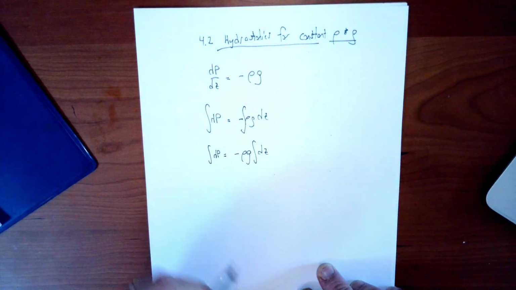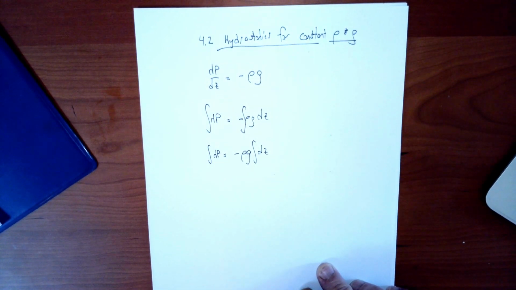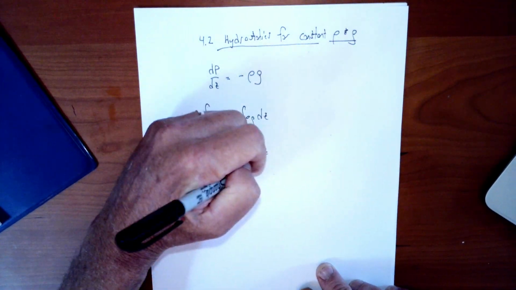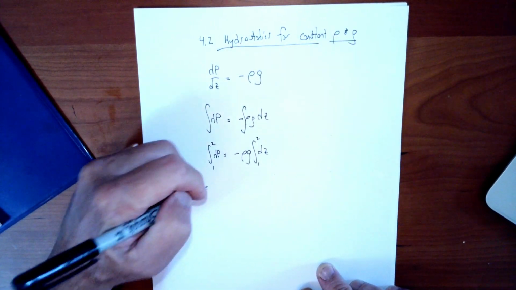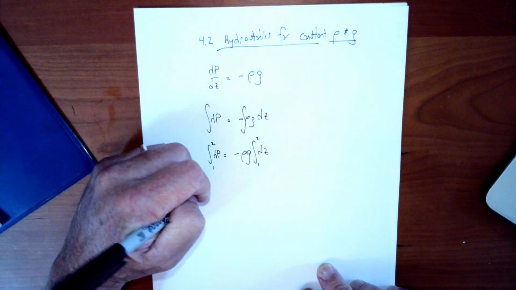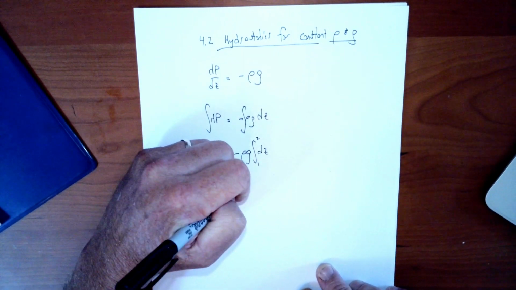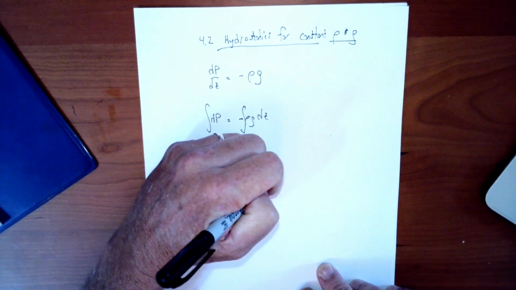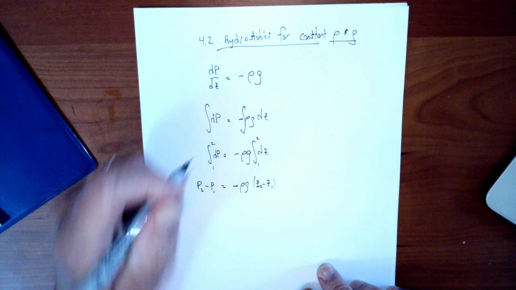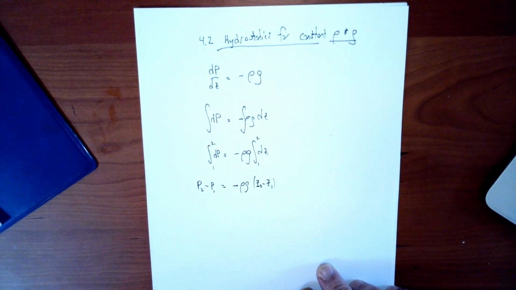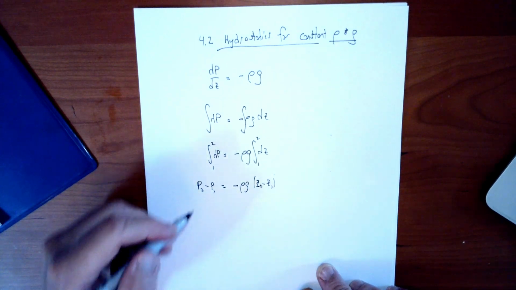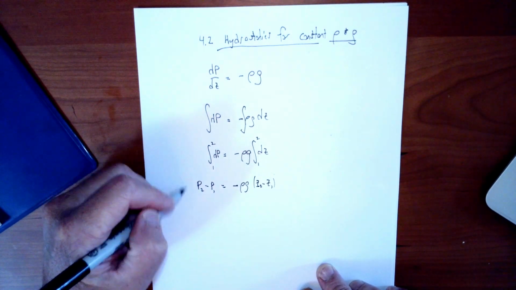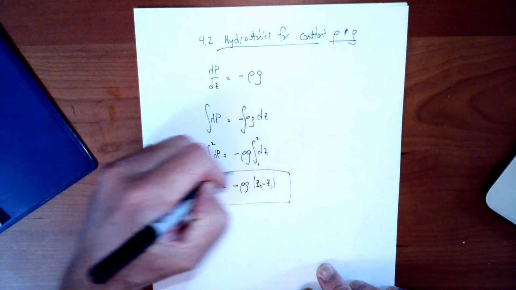The integral of dp is, of course, p. The integral of dz is z. We'll integrate from a state 1 to state 2, or position 1 to position 2. And so we'll just have P2 and P1 on the left-hand side. P2 minus P1 is equal to minus rho g, Z2 minus Z1. So that gives us our equation for a constant density and constant gravity.